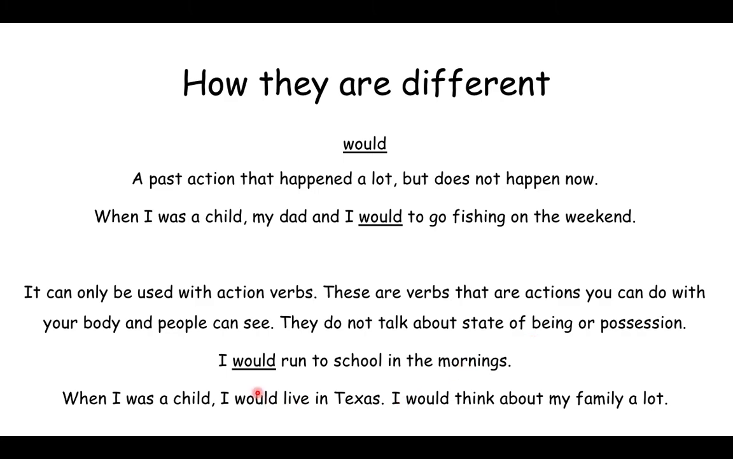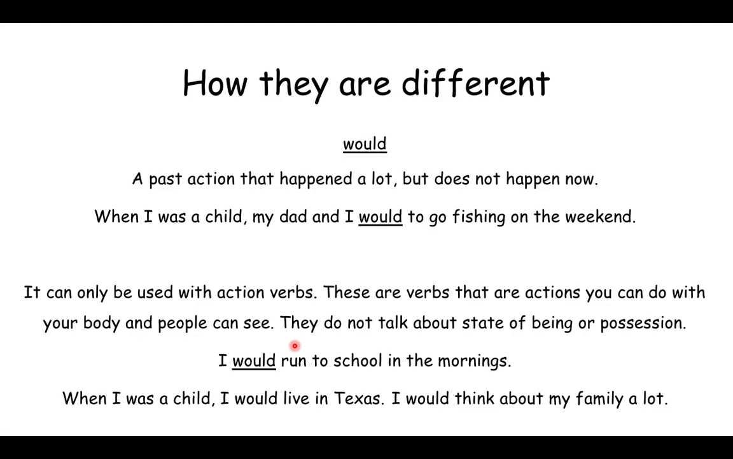So for example, this one, I would run to school in the mornings. The verb run is something that you do with your body and people can see. Like if somebody said, show me what it looks like to run, you could run. And that would show them that that was an action verb. But if you said to somebody, show me what it looks like to think, you can't really show that because it's something that happens in your brain.